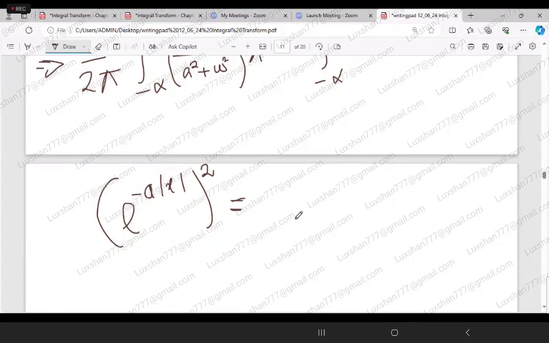What is the mod of this one? Okay, what is the mod of square of this one?